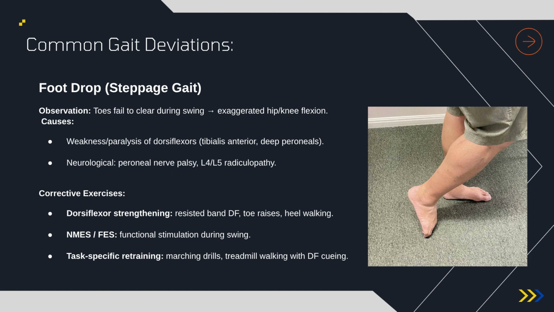Why it matters clinically? These patients are a high fall risk. It's increased metabolic cost. It can lead to secondary hip and lumbar overuse, and often indicates neurologic pathology, not just weakness.